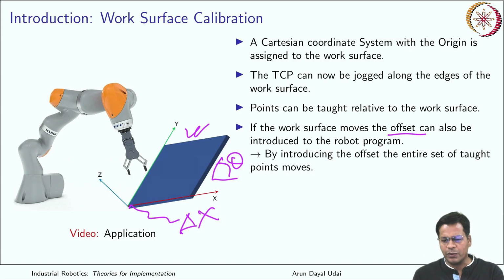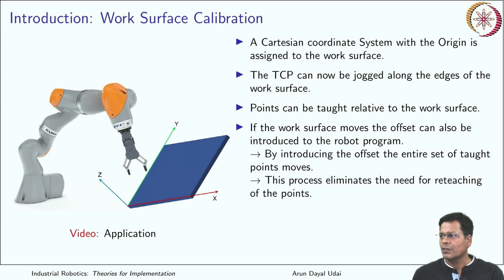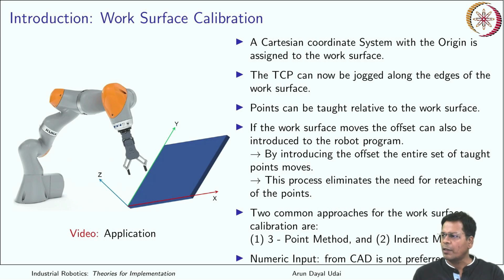Okay, so by introducing the offset, entire set of taught points which are relative to the work surface frame, so that gets moved. So it eliminates any need for reteaching of those points. So it doesn't need to reprogram if at all objects are placed on the workspace. There are two common approaches to do this job. One is 3-point method, other one is indirect method. We'll start with 3-point method now.